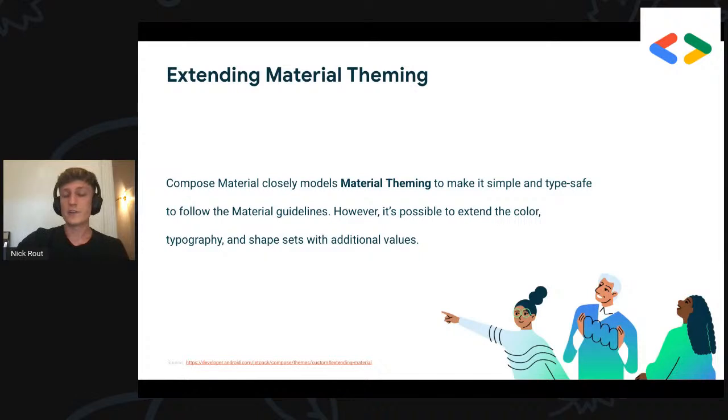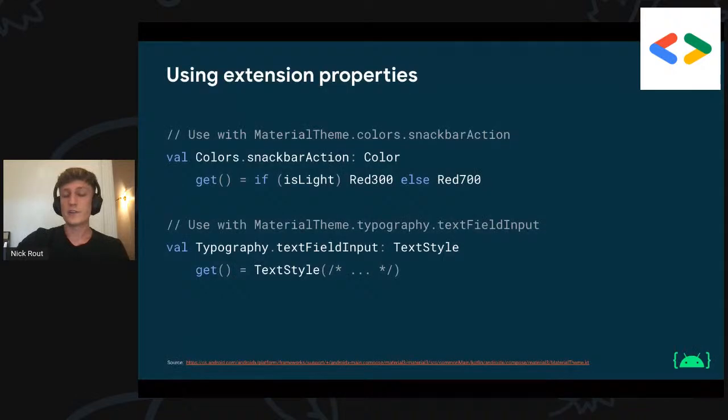The first and simplest way that we could potentially do this is actually to use Kotlin extension properties. We don't even have to go into the whole composition locals and the approach that material theme takes. We can basically take that colors class, which is that system class, or the typography class, and create extension properties on top of those, which then allow us to access those in the same way that we would do our normal material theming values. So something like a snack bar action color or a text field input color.